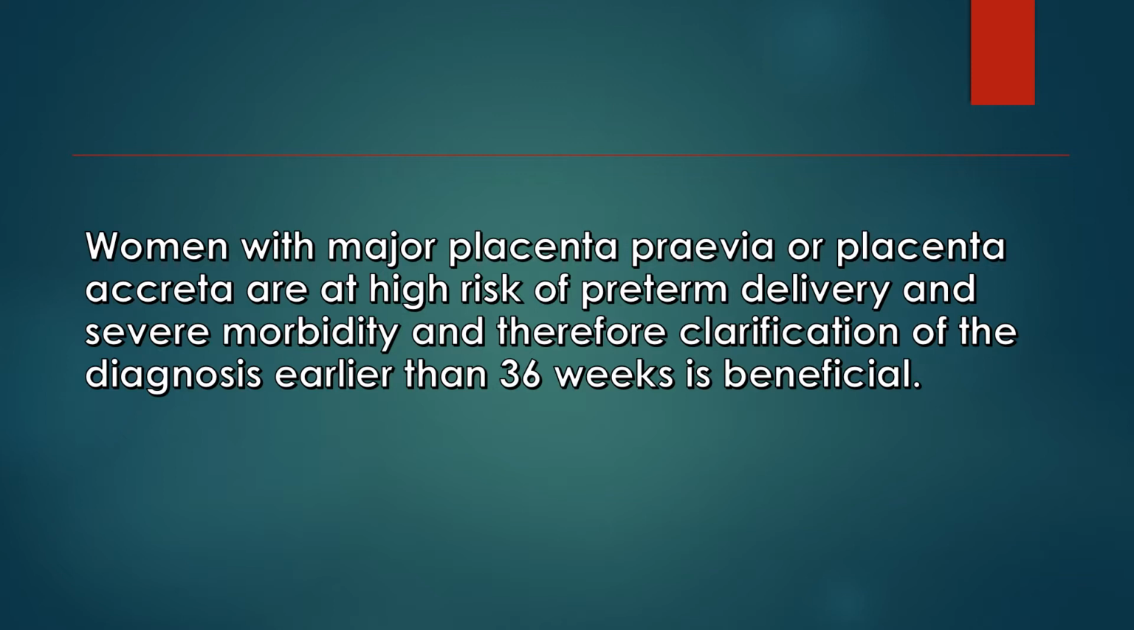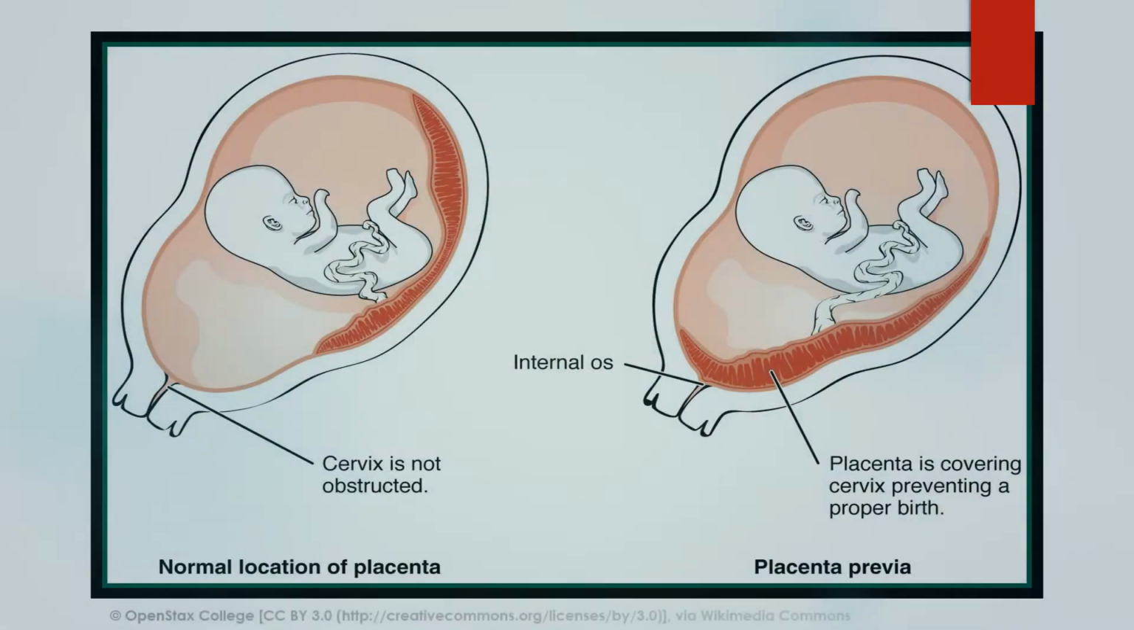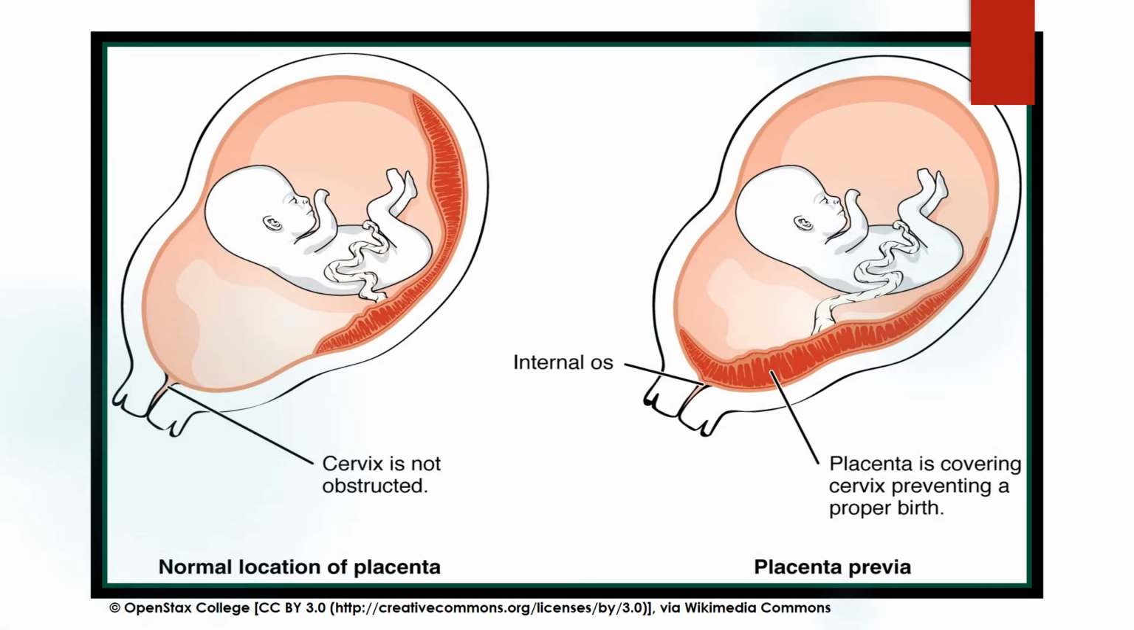Women with major placenta previa or placenta accreta are at high risk of preterm delivery and severe morbidity, and therefore, clarification of the diagnosis earlier than 36 weeks is beneficial. When the placenta has completely covered the cervix at the 20-week scan, making major placenta previa more likely, or if the placenta is anteriorly placed and reaching the os in a woman with a previous cesarean section, making placenta accreta more likely, earlier follow-up imaging is advised.